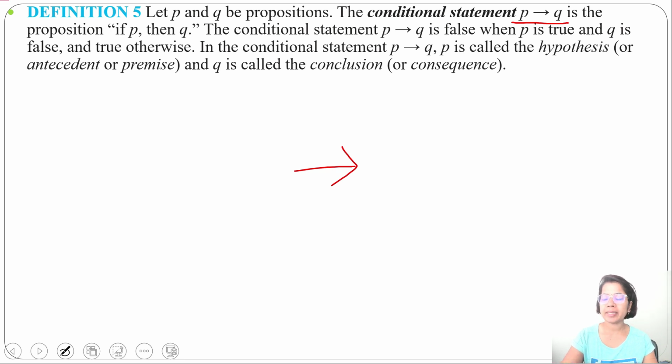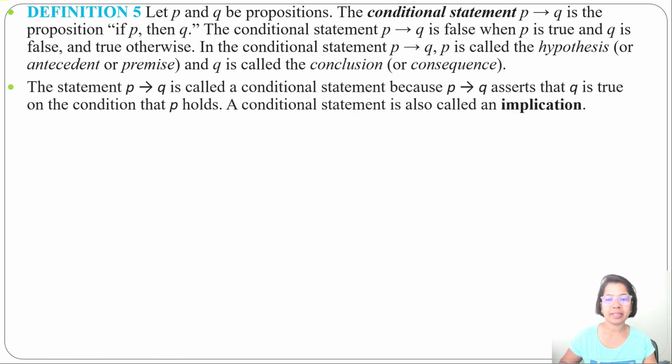Here P is called hypothesis or antecedent or premises, and Q is called conclusion or consequence. P implies Q is called conditional statement as Q is true on the condition that P holds. Q is dependent on P, so that's why it's called conditional statement. It is also called implication.